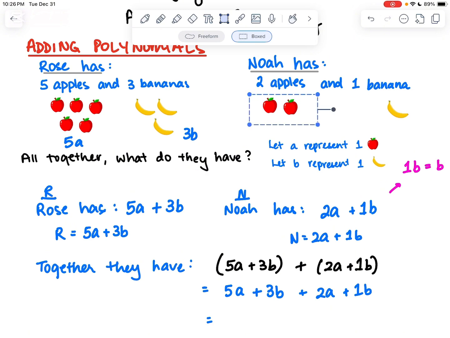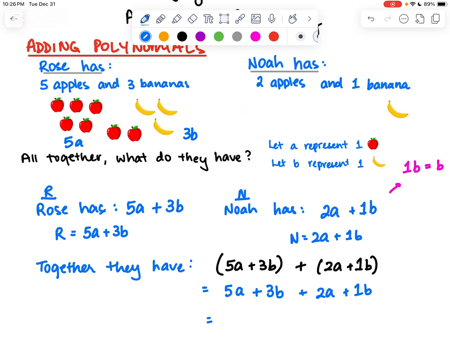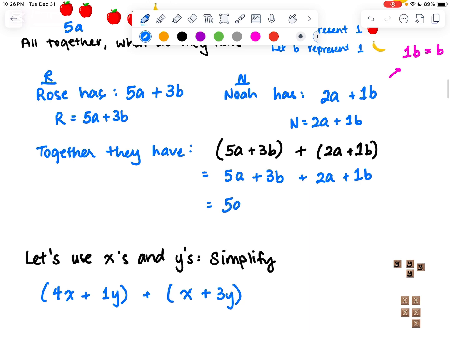Maybe I'll start with the apples. Imagine on the table, I'm taking Noah's 2 apples and I'm moving it over. Here's what that looks like in my equation. I'm going to take these 2 apples, the 2A term, and I can actually move it over so that it joins the 5 apples there.